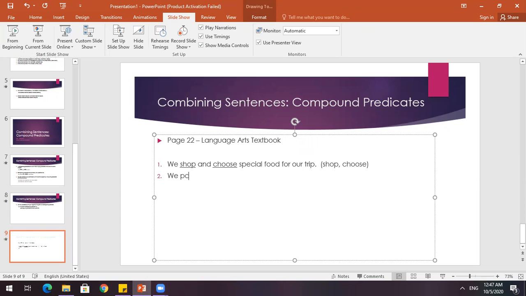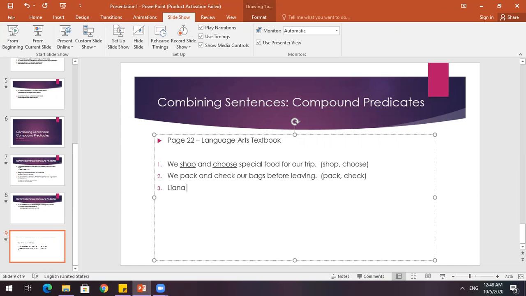Number 2, we pack and check our bags before leaving. Okay, we pack and check our bags before leaving. What are our simple predicates? The verb pack and the verb check. So our compound predicate is pack and check.